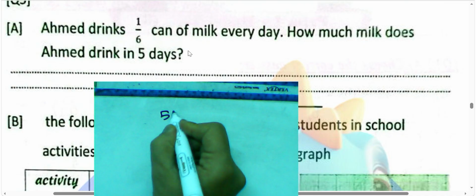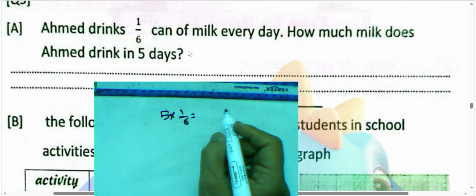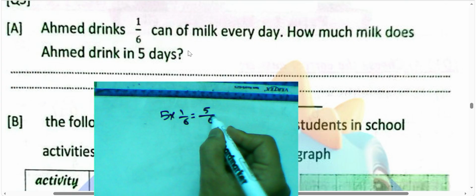Next question. Ahmed drinks 6 cans of milk every day. How much milk does he drink in 5 days? We can write 5 times 6. In total will be 30 cans of milk.